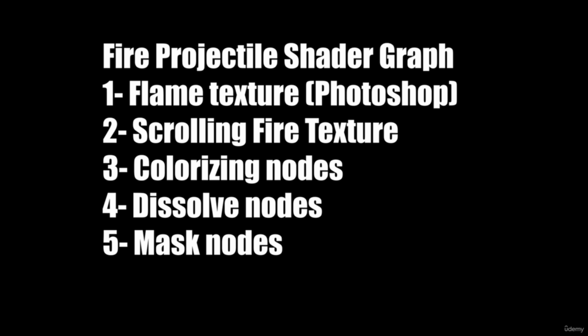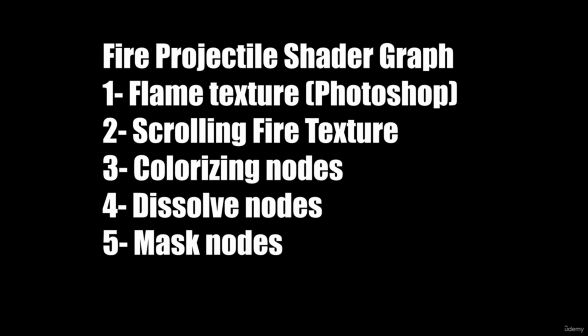Then we need to scroll that texture over time to simulate the flames. After that, we need to create colorizing nodes that control the color of the flames. We will be needing two colors. The first one, the beginning of the fire or the flame, and the second one when the flames start to fade out. And thirdly, to make this look interesting, we will need something like a dissolve.